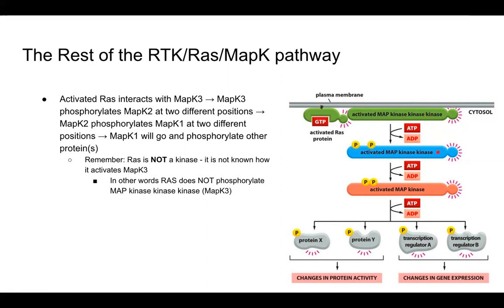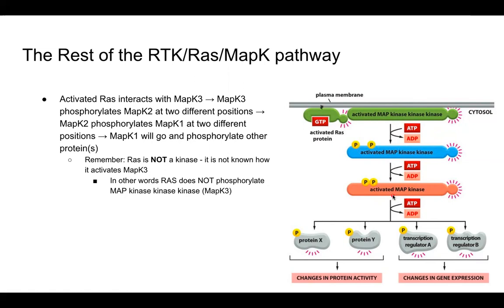activate MAPK2. And because MAPK3 is a kinase, it will phosphorylate MAPK2 at two different sites, at two different positions. And then what will happen next is MAPK2 will phosphorylate MAPK1 at two different positions. And once these phosphorylation events happen, it causes activation. So the kinase will phosphorylate another kinase and cause it to become active and phosphorylate another kinase. And so then eventually you have MAPK1.